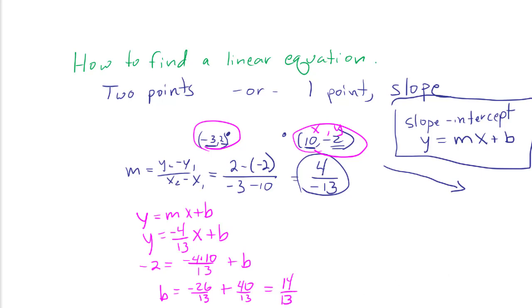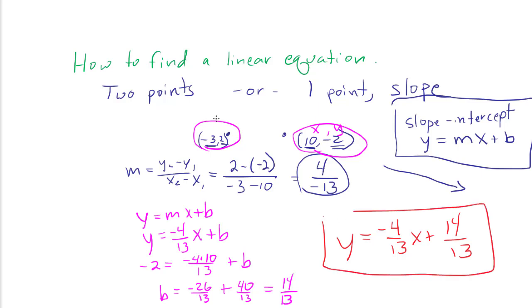My resulting equation is going to be y equals -4/13 x plus 14/13. Not pretty with all the fractions, but that's the equation of the line that passes through the 2 given points. We started with 2 points, which is what we need to find a linear equation. We calculated a slope. We took the slope and another point that lies on the line, and we calculated the linear equation. And that's one way to find the linear equation.